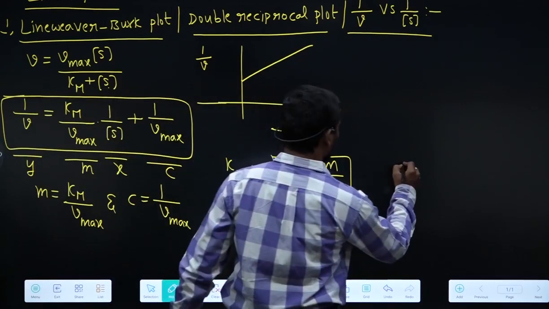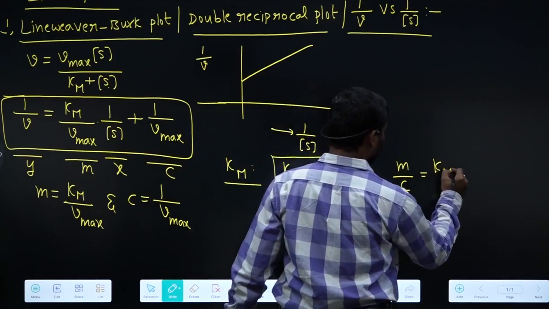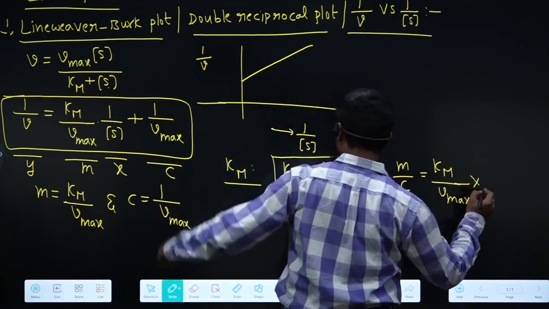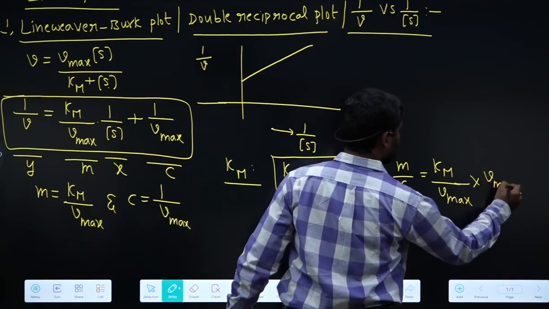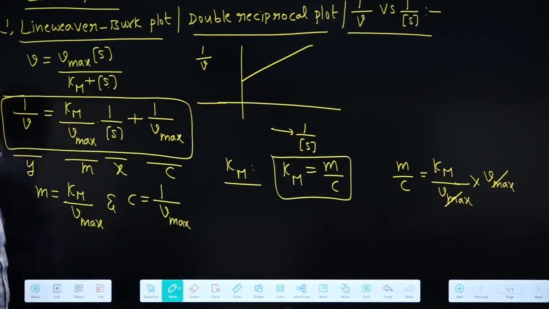Slope by intercept: slope is here Km by V max. 1 by intercept means the reverse, we will get V max. So V max gets cancelled, and slope by intercept is nothing but Km.